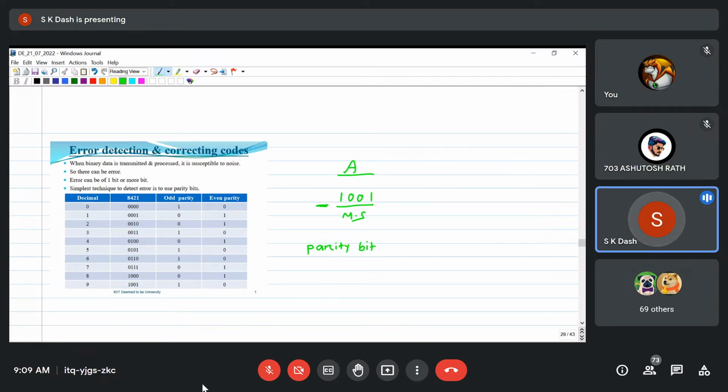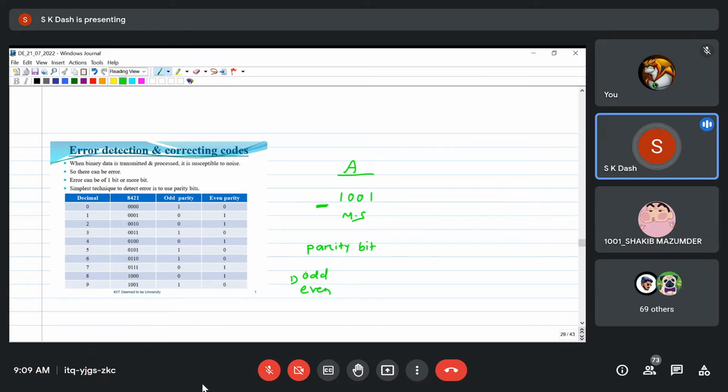So there are two ways. One is called odd parity. One is called even parity. In odd parity, you need to count the number of ones in this message signal. How many ones are present? Two are present. So in an odd parity system, your number of ones should be odd. Then what should I add such that the ones will be in an odd number? One should be added.